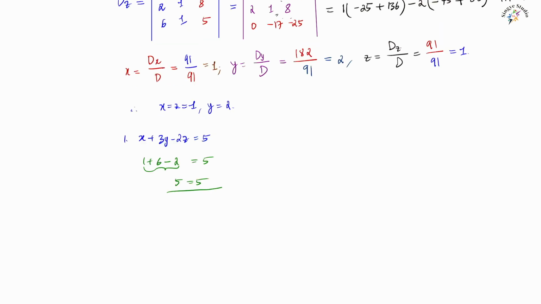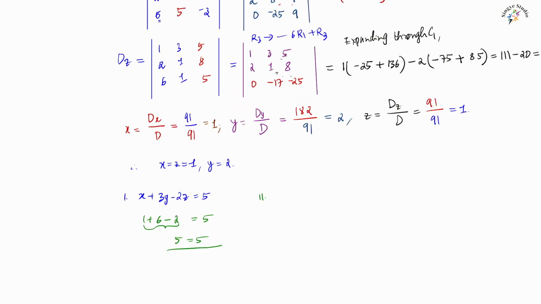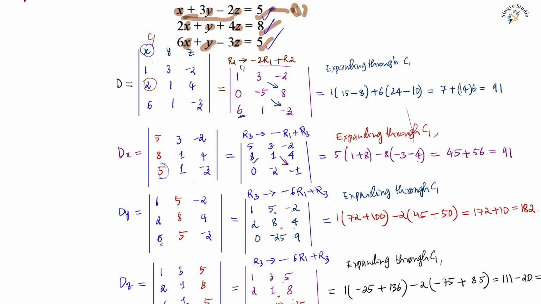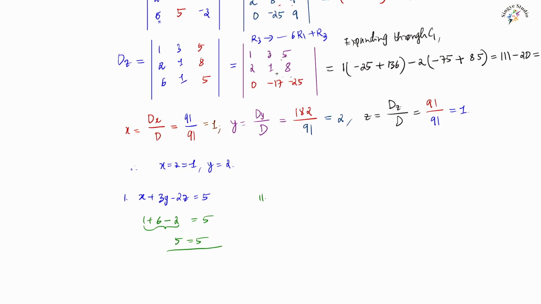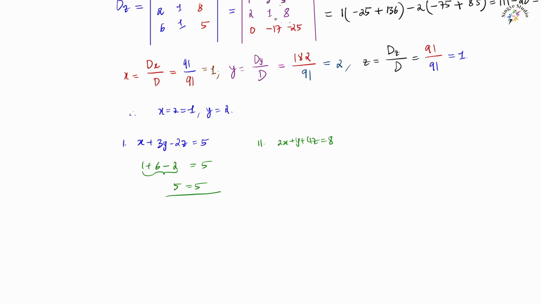Now let's check equation number 2. Equation number 2 is 2x plus y plus 4z equals 8. Substitute x equals 1, so we get 2 plus 2 plus 4 times 1 equals 8. So this is 4 plus 2 is 6, plus 2 is 8, equals 8. So equation number 2 also got satisfied.